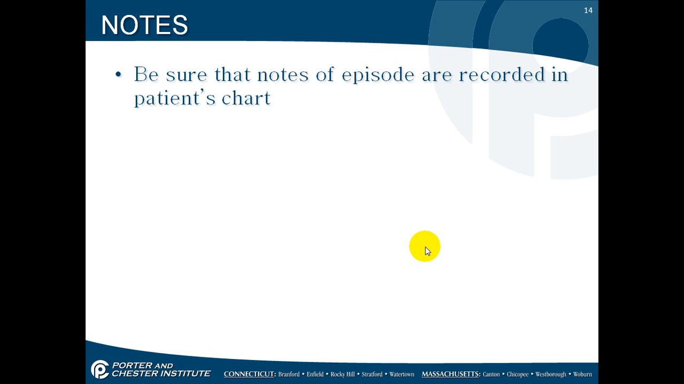If the patient does have syncope, you want to note it in the chart. And chances are, if this patient fainted once because they were nervous, they're going to faint again. So put a note there.